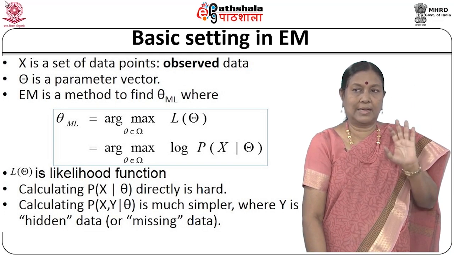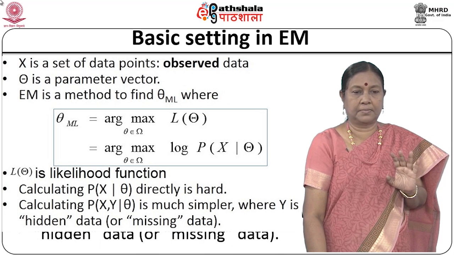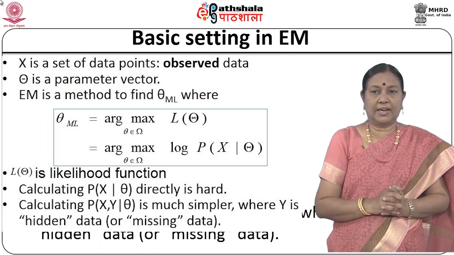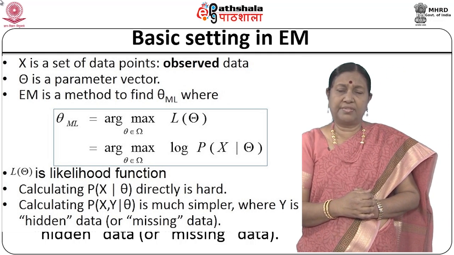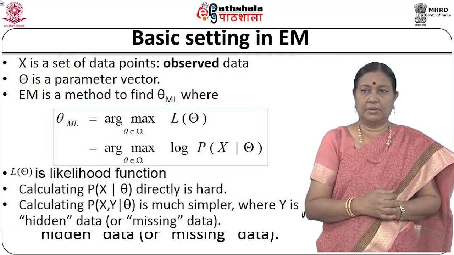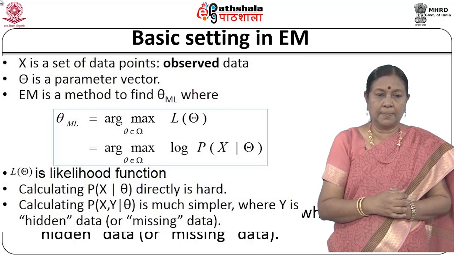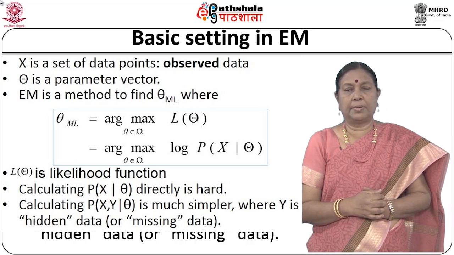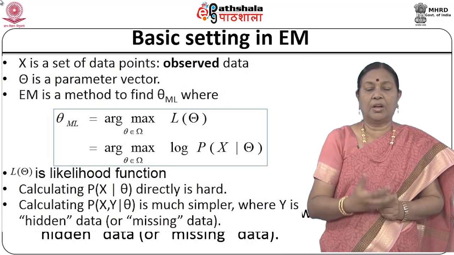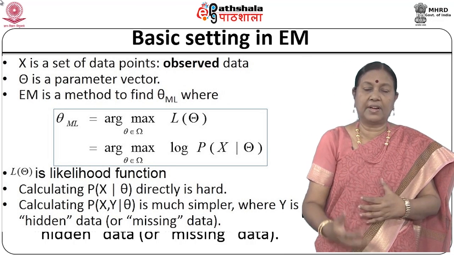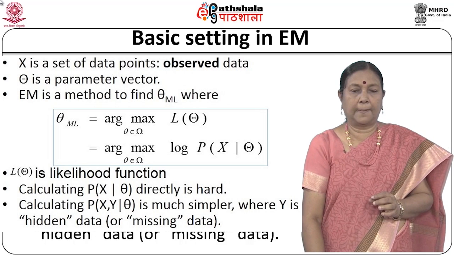So, that is the reason why we are using EM. If you want to directly calculate the observed data likelihood from the model, like maximum likelihood, it is difficult. So, what we normally do is we have a probability of x comma y given theta, where y is the hidden or missing data. If you use that y, the problem becomes simpler.